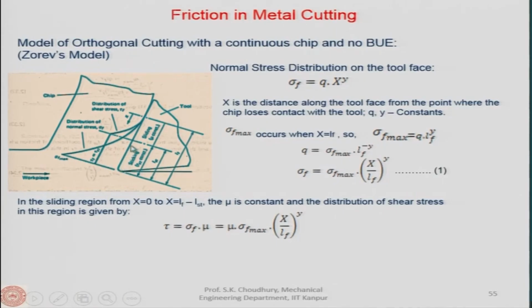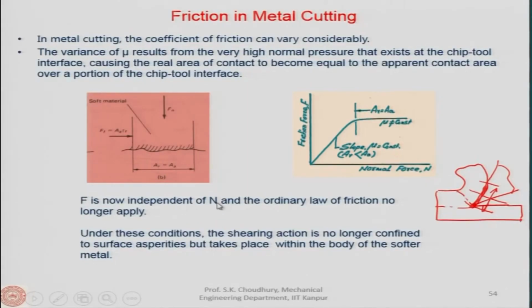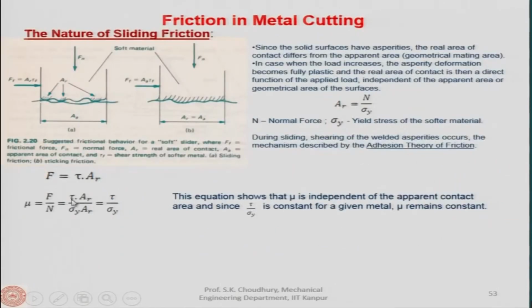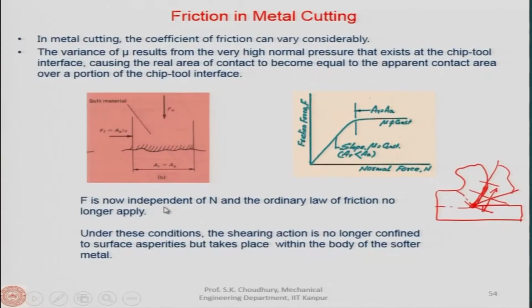In the vicinity of this point, up to some length, the very high normal pressure remains, and therefore the apparent area of contact is almost equal to the geometrical area. So F by N does not remain constant, and that is what we said: F is now independent of N. In ordinary friction, mu is constant and F is proportional to N. But here F is independent of N, and therefore the ordinary law of friction is no longer valid.